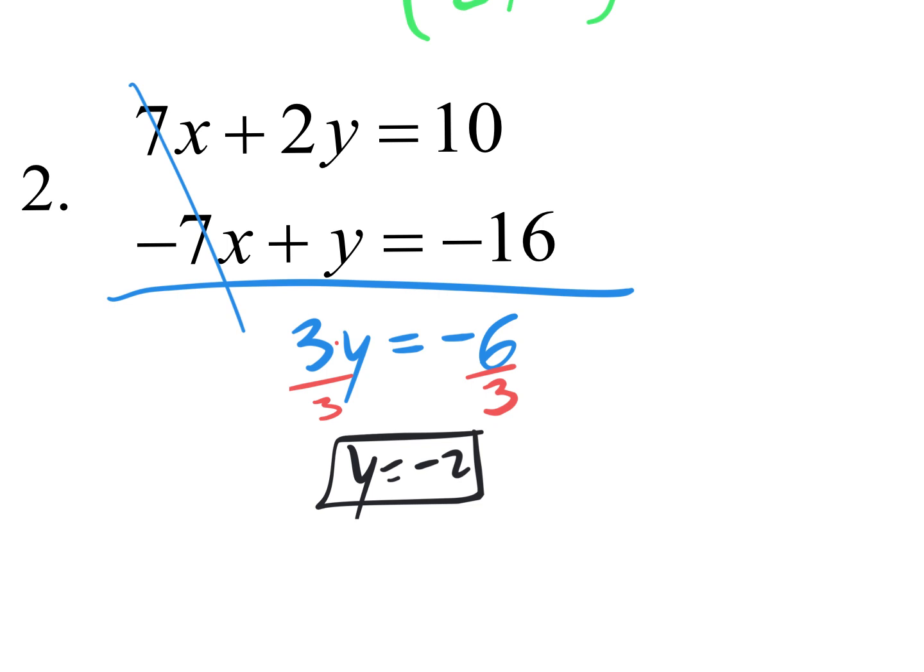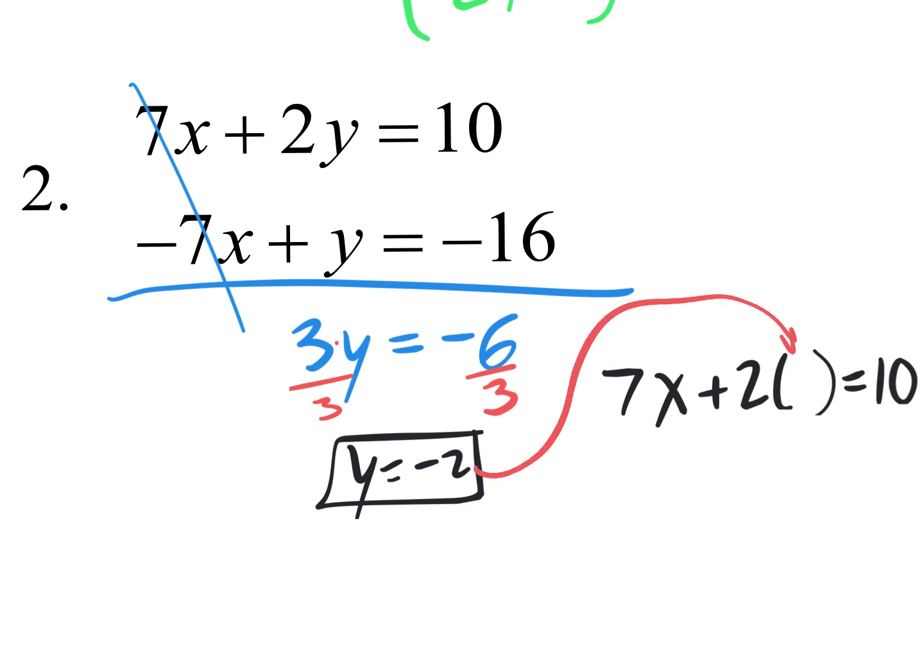Top. Okay, top one reads 7x, and I don't have x. I have a y, plus 2. Since I have y, I'm going to put parentheses instead of y equals 10. Okay, there it is. 7x plus 2y equals 10. 7x plus 2y in parentheses equals 10. What am I plugging into the parentheses? -2. Put it right there. -2. So I now have 7x minus 4 equals 10.